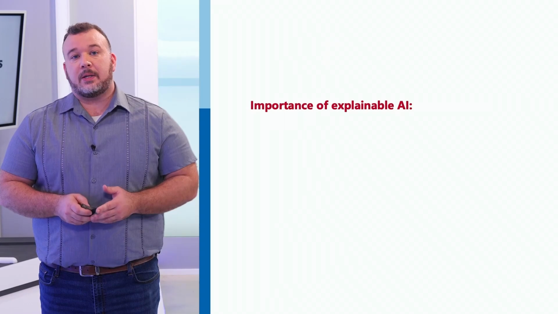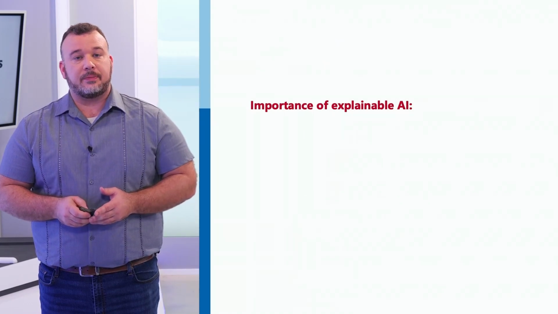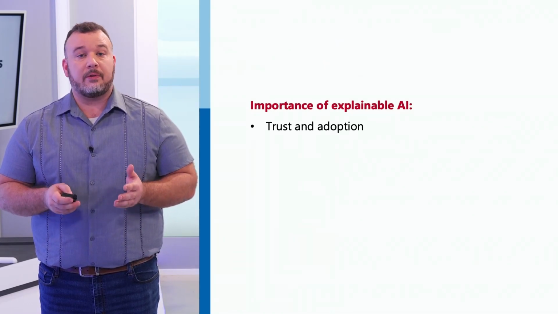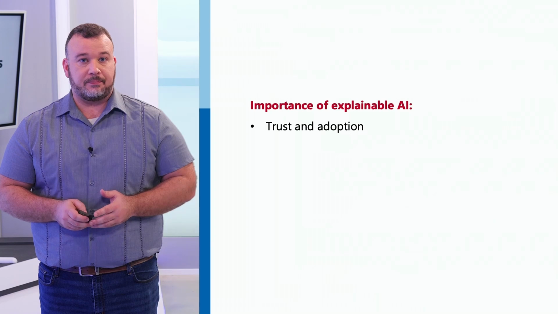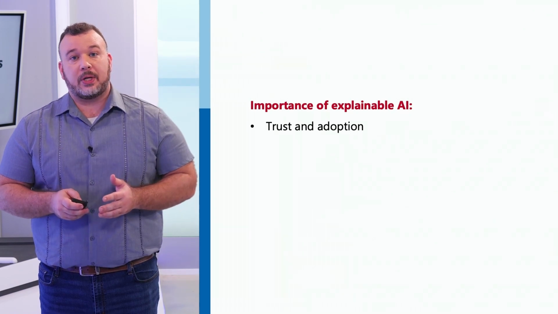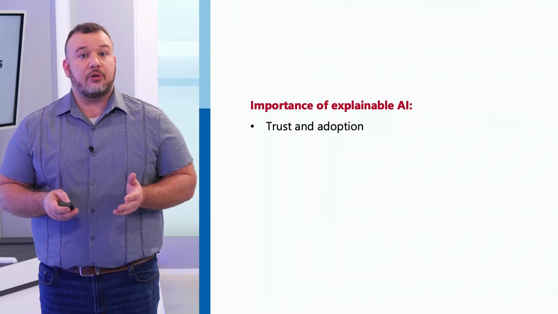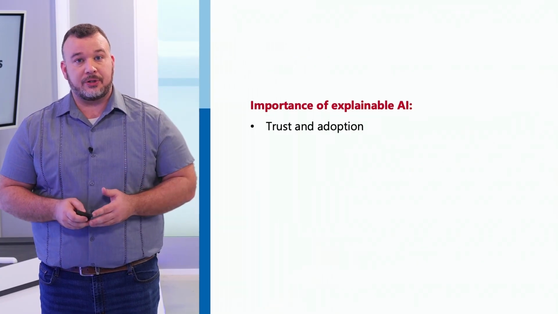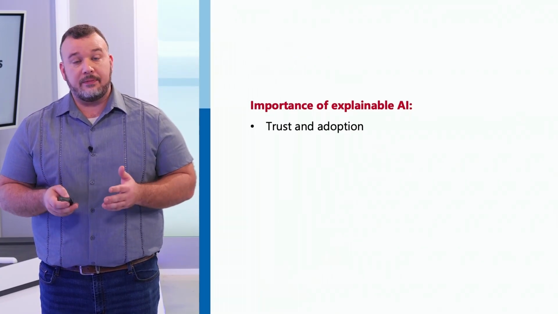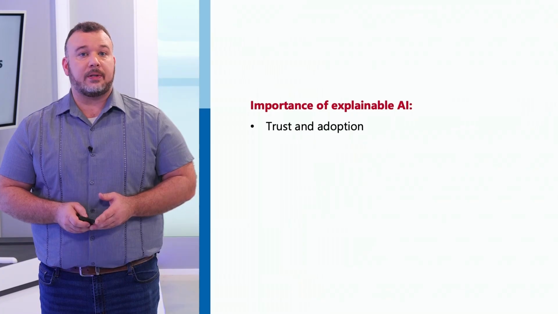So why is explainable AI important for engineers? Well, at its core, it revolves around trust and adoption. Engineers must deploy AI solutions that stakeholders can trust. After all, if end users can't understand decisions, they may reject the system, even if the result is fully accurate.